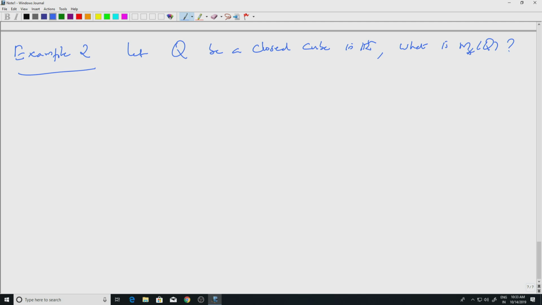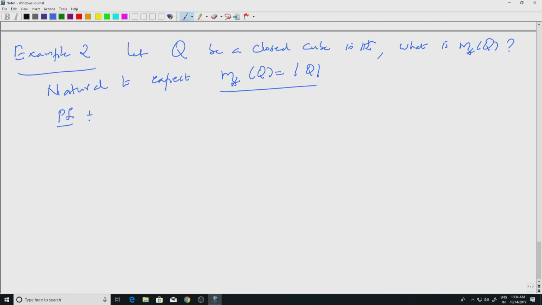Right. So, it is natural to expect m star of Q to be equal to mod Q, right. This is what we want for the basic objects like closed cubes. It should be the volume of Q, right, that should be the outer measure. So, let us prove this. Okay. So, proof.